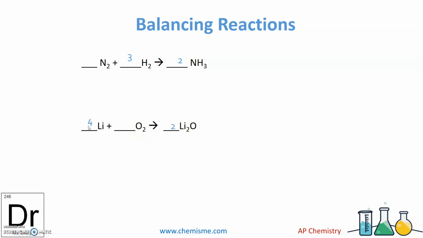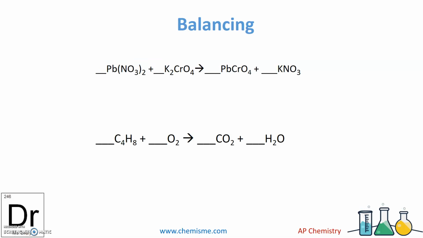You might want to do these in pencil because sometimes you wind up amending your first thoughts. Here's some harder examples. When you see things that have polyatomic ions or clusters of compounds, you might want to treat it as a cluster. So there's 1 lead, 2 clusters of NO3, and only 1 cluster of NO3 here, so we're going to put a 2. 2 Ks, and now 2 Ks.